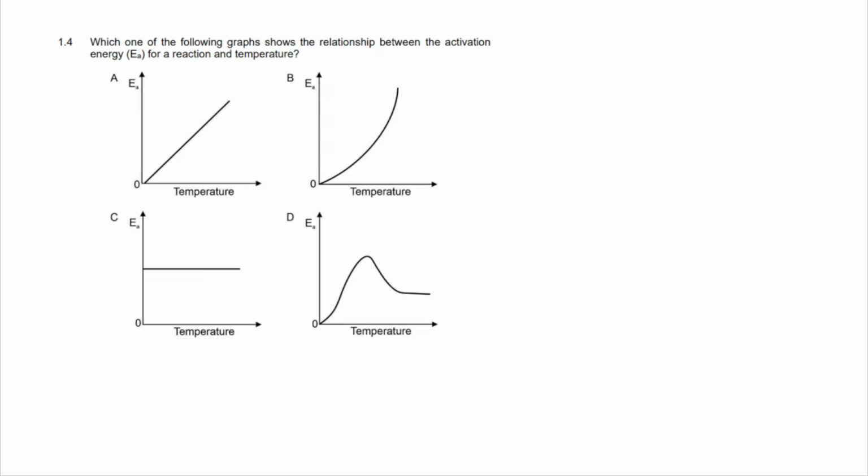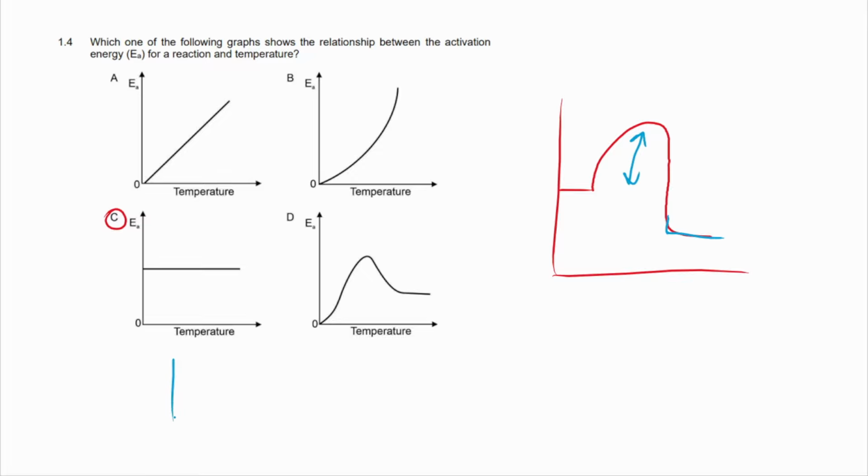1.4, which one of the following graphs shows the relationship between the activation energy for a reaction and temperature? We know that activation energy is constant, okay? So it doesn't vary with temperature, so it just has to be C. Okay, this is a bit of theory, but even if you do your energy profile diagrams, that drawing is probably not the best. It should kind of just straighten out there. But yeah, this is our activation energy. Okay, and it doesn't vary with temperature. It just varies if we have a catalyst. All right, a catalyst will lower our activation energy.